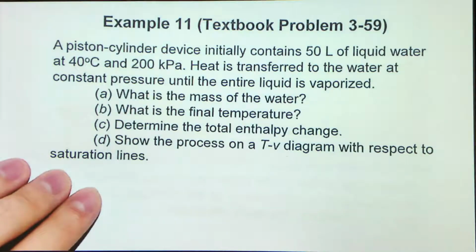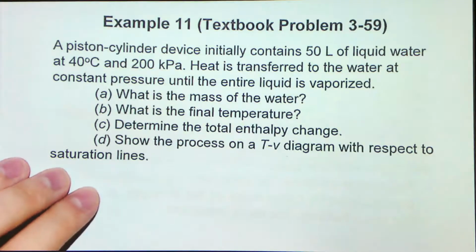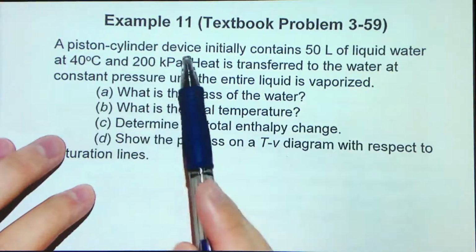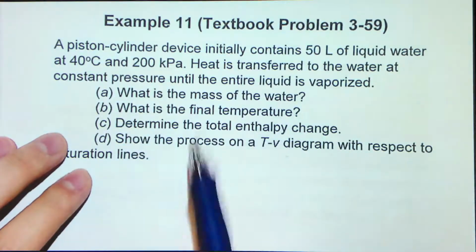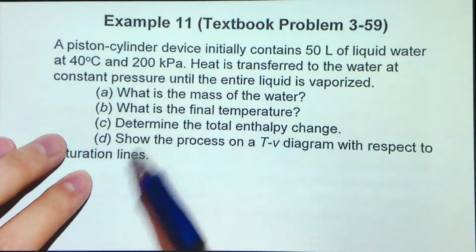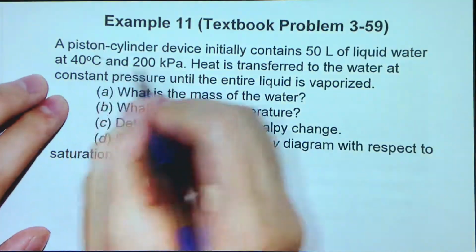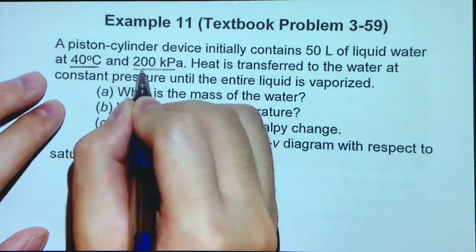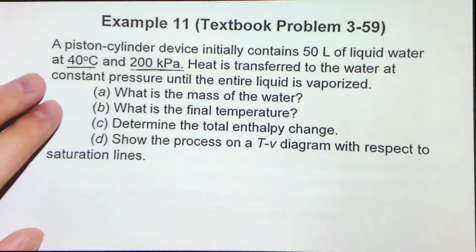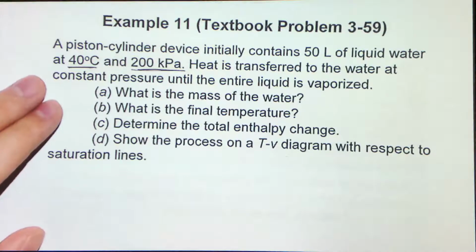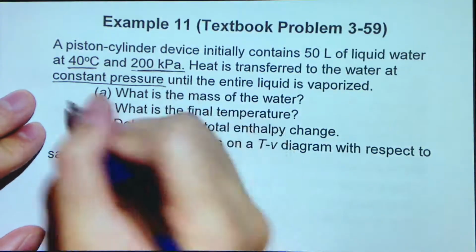So here it is, example 11. We have a piston cylinder device. It contains 50 liters of liquid water at 40 degrees C and 200 kilopascal. Note that again we have a pair of pressure and temperature. This one is the pressure, this one is the temperature. And heat is transferred to the water at a constant pressure.